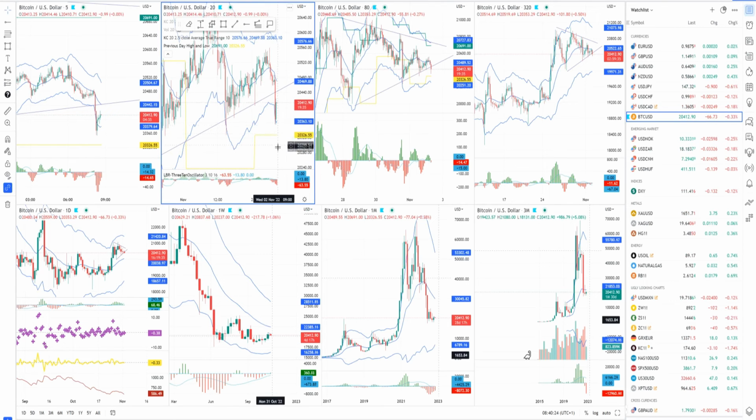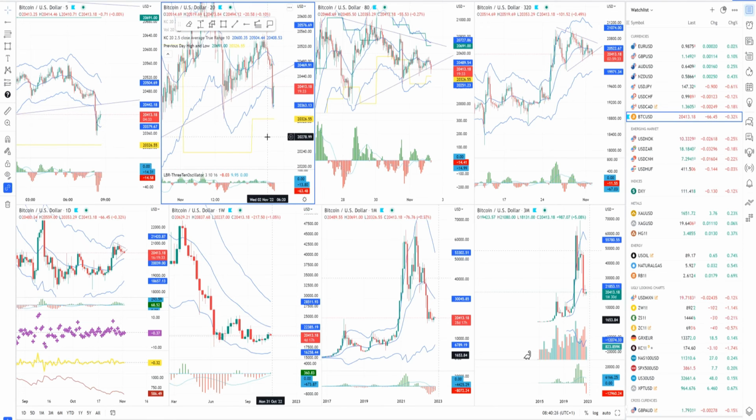So if the market can clear the 20,300 mark, this can open the door for a further drop, maybe even to the 19,300, 19,400 mark, or even 18,200, 18,300 territory. So this can be an initial sign for a bigger move to the downside, but so far we are still in the previous day range.